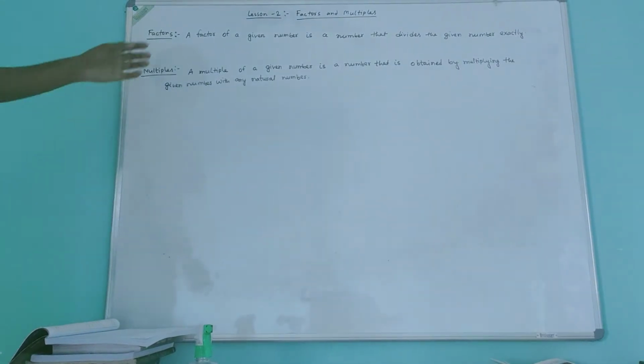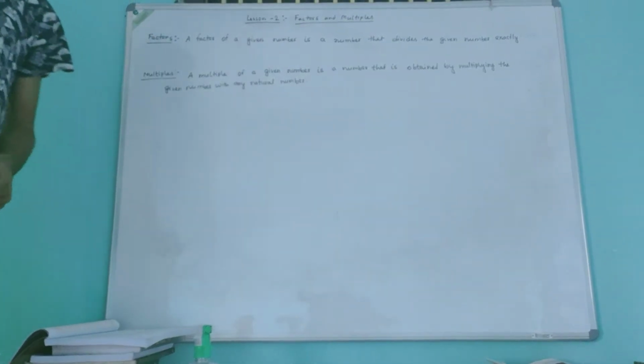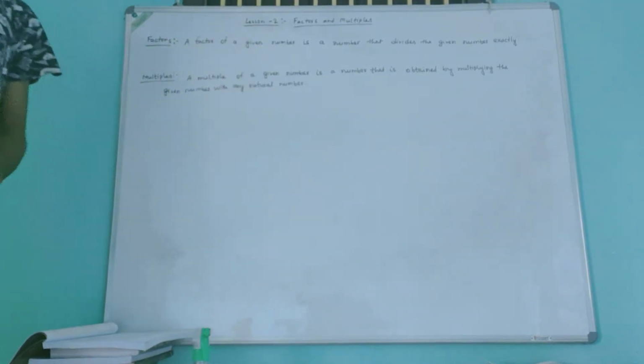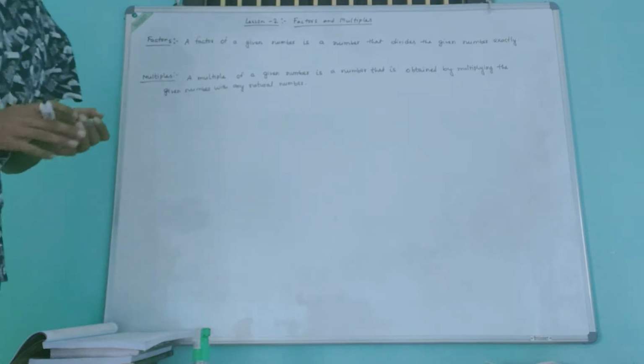Hi everyone, today we will do factors and multiples. So what is the meaning of factor? A factor of a given number is a number that divides the given number exactly.